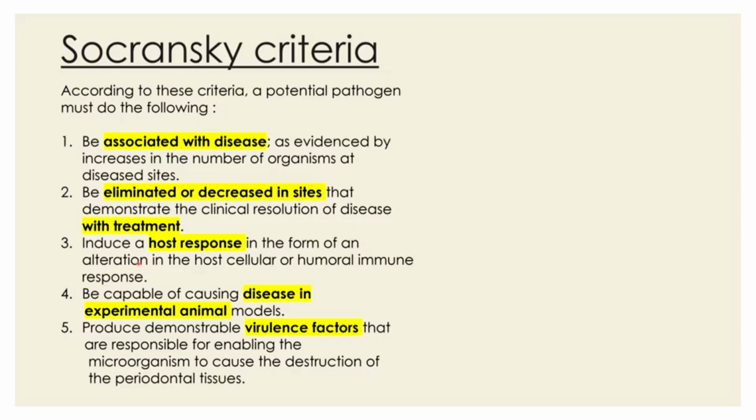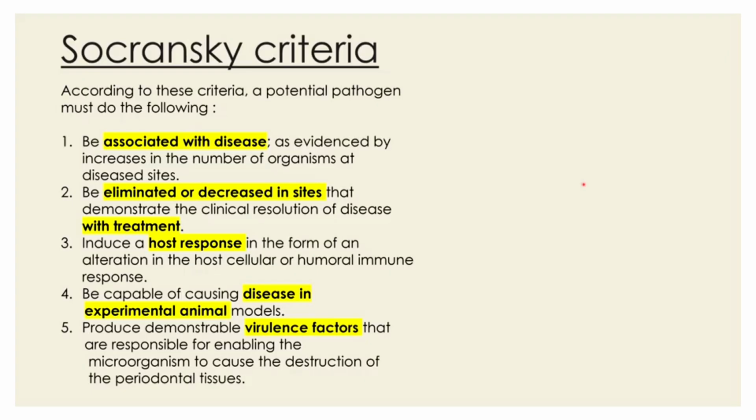The bacteria or pathogen must induce a host response in the form of an alteration in the host cellular or humoral immune response. It should be capable of causing disease in experimental animal models. The fifth is that it should produce demonstrable virulence factors that are responsible for enabling the microorganisms to cause the destruction of periodontal tissues. There are certain limitations.